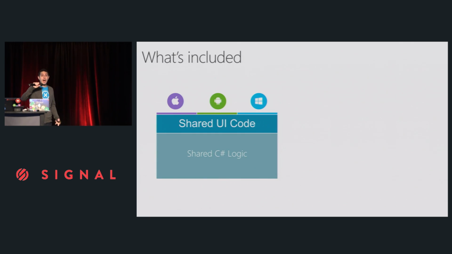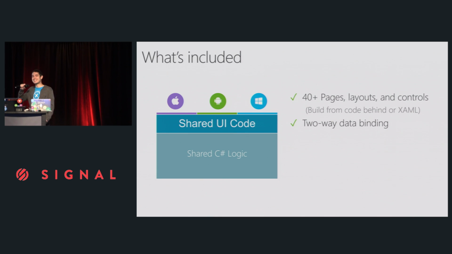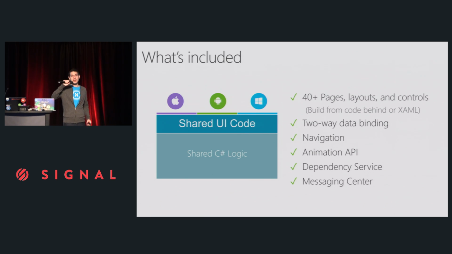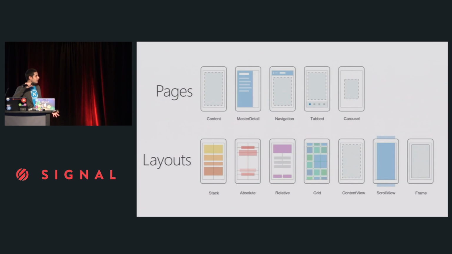So Xamarin Forms does a lot. It's not just a shared UI layer. Of course, it has 40+ pages, layouts, and controls that we can access from XAML, and of course brings in two-way data binding, but also has a navigation API, an animation API, a dependency service, and even a messaging center, kind of everything you need to get started building applications all from shared code. So we have a few pages and layouts that you have access to, and you can customize anything you want. So things like master detail, tabbed pages, carousel pages, and layouts such as stack, absolute, content view, scroll view, and you can mix and match all these together.